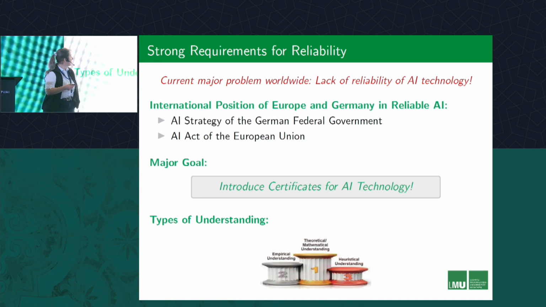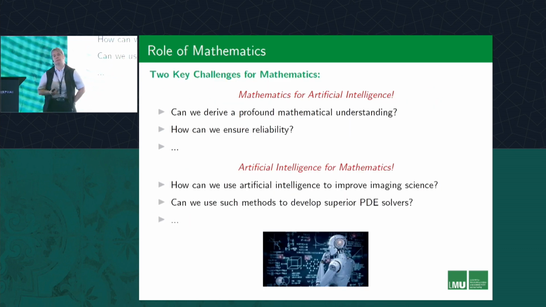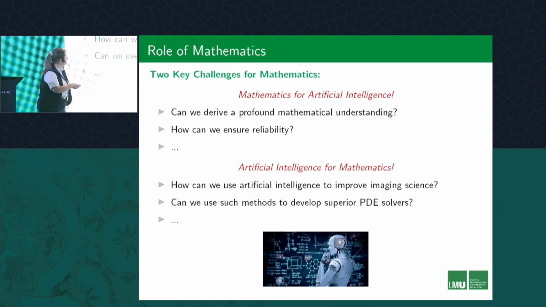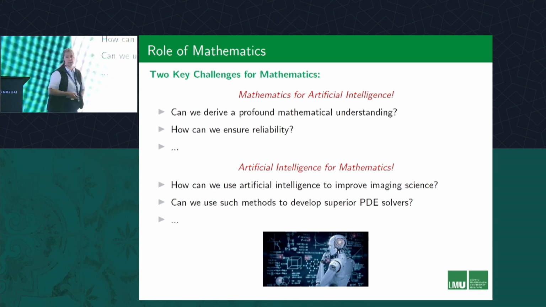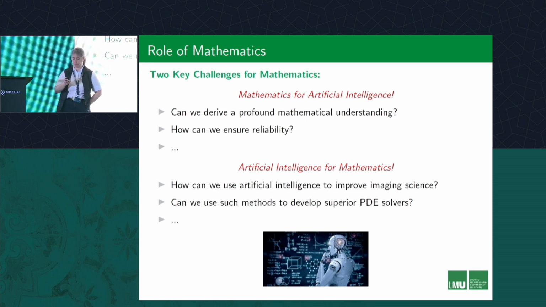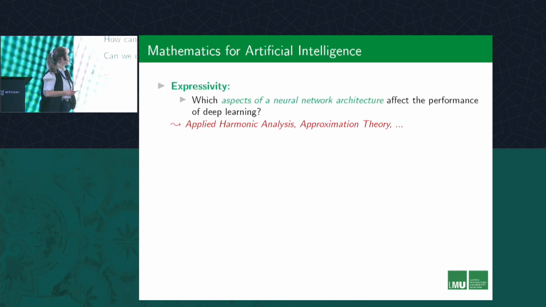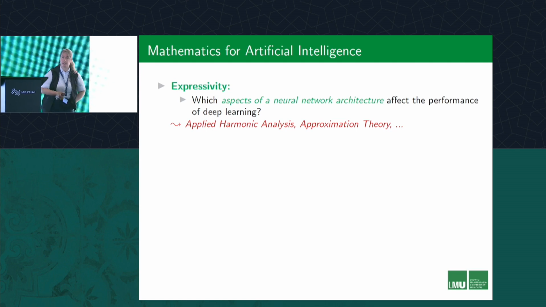So now, concerning theory, mathematics of AI, there are two main directions. Mathematics for artificial intelligence, so can we derive a profound understanding? Can we ensure reliability? Which role does low dimensionality play? And then also using AI for mathematical questions, in particular in the area of imaging sciences, and also, for instance, partial differential equation solvers. So let's be a bit more detailed about which directions I deem in general interesting, and we heard already several talks during this workshop which touch some of these directions.